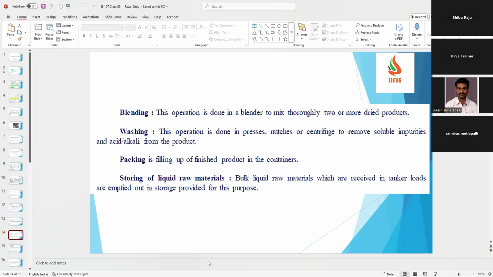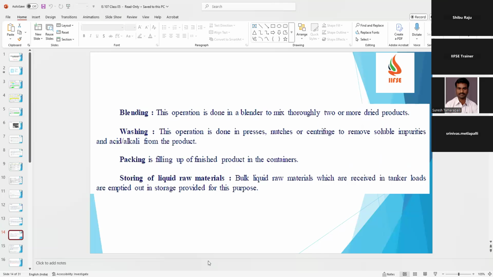Then another unit operation, which is blending. This operation is done in a blender to mix thoroughly two or more dried products. Blending itself gives the meaning, so mixing of different products.